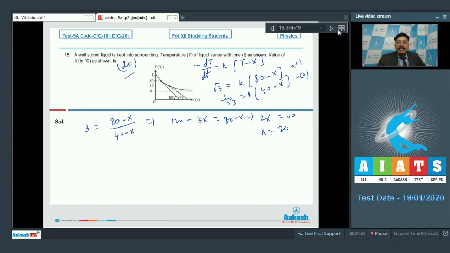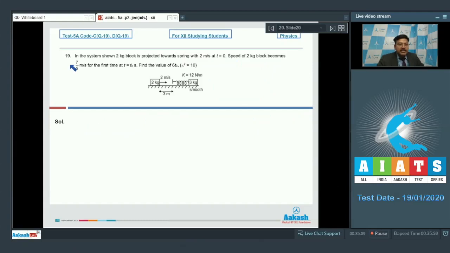Let's go to question number 19 now. Question 19 says, in the system shown, a 2 kg block is projected towards a spring with 2 meter per second at t equal to 0. The speed of the 2 kg block becomes 7 by 5 meter per second for the first time at t equal to t naught seconds. Find the value of t naught. Pi squared is given as 10, and this is the arrangement shown.